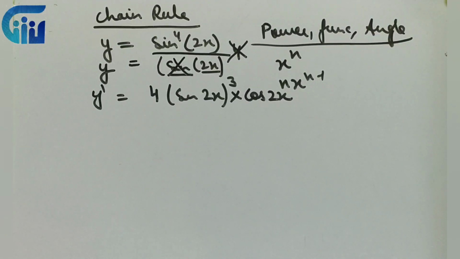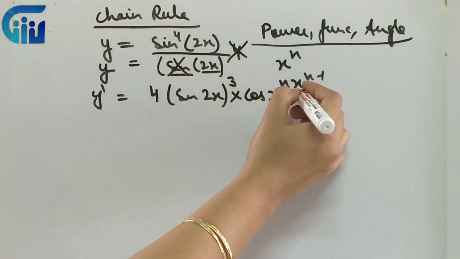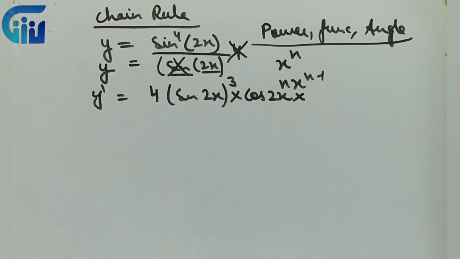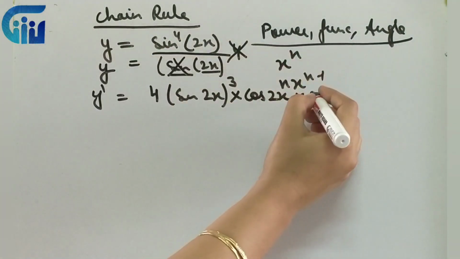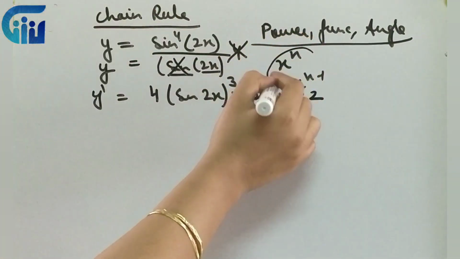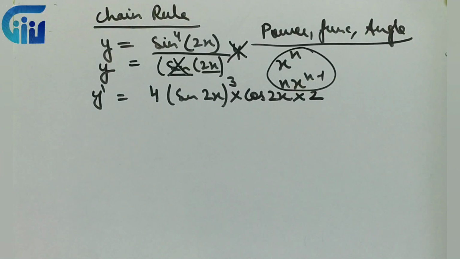Next, what is there? Angle. So I'll just write the derivative of the angle. What is the angle? 2x. As we discussed right now, the derivative of 2x is 2 because x is to the power 1. So if I apply this particular rule, I'll get 2 into 1, x to the power 1 minus 1, 0. So it will be 2.